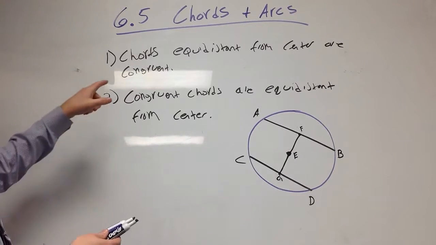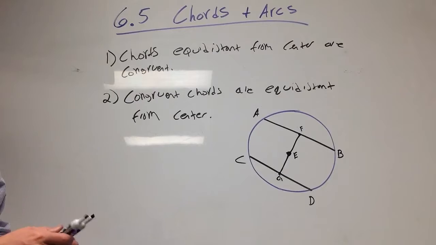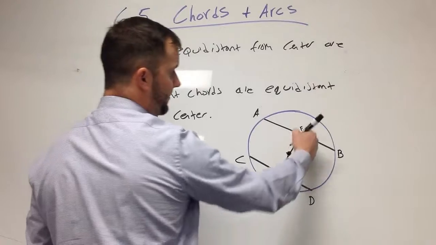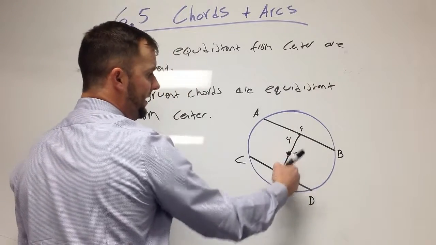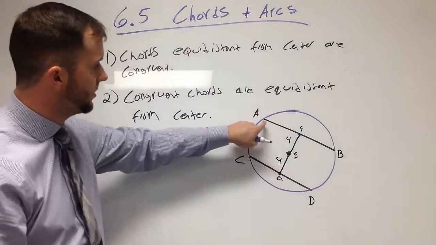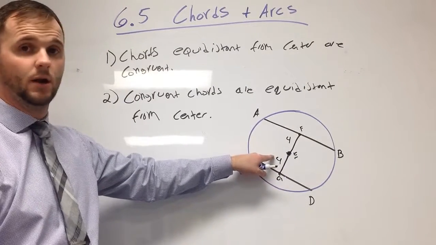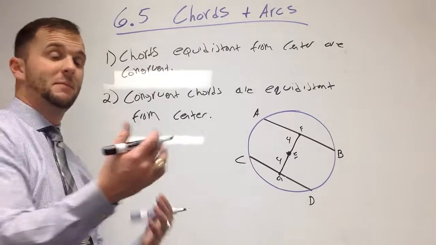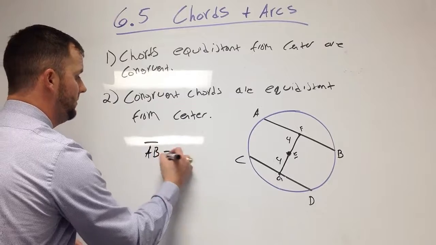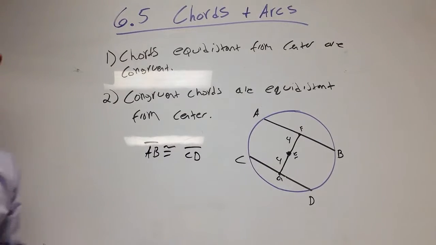So on number one here it says, chords that are equidistant from the center are congruent. For example, if they were to give you an example where you have the center here, and let's say from E to F is 4, and from E to G is 4. So right now, chords equidistant from the center. Chord AB is 4 away from the center, and chord CD is 4 away from the center. So that means those two chords would be congruent. So line AB would be congruent to line CD, just because they're equidistant from the center.